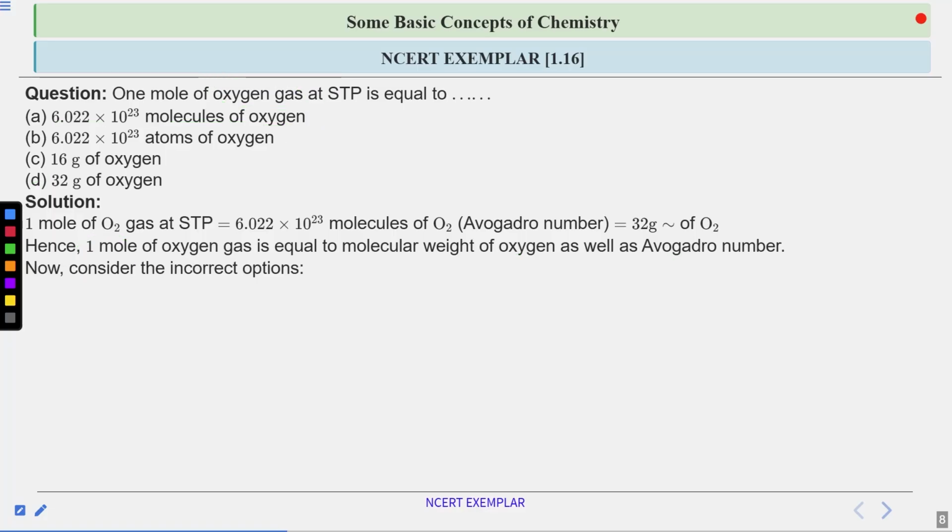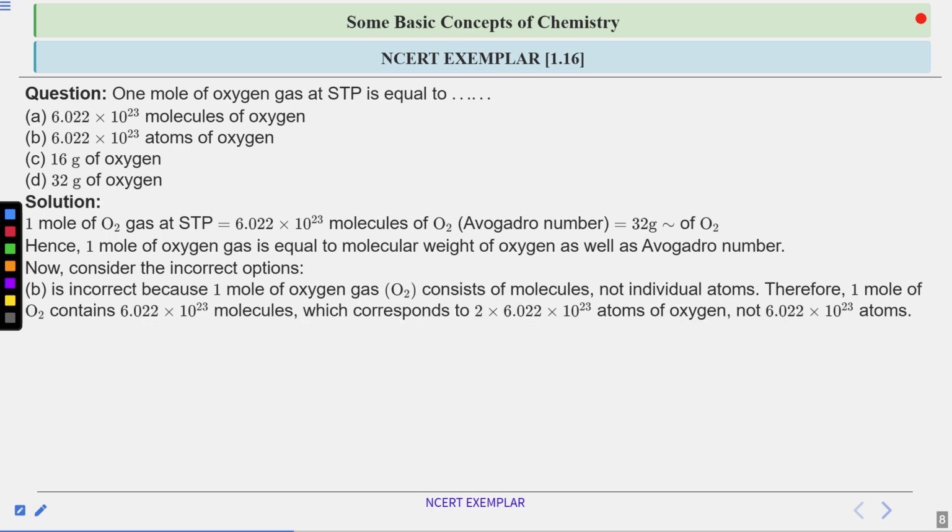Now let us consider why they are incorrect. The remaining B and C, why are they incorrect? So B is incorrect because if we are saying 6.022 into 10 to the power 23 atoms of oxygen, then it means that we have 1 mole of oxygen atom, and not the oxygen gas. Correct. So this is not right for that reason. Yes, you are saying right.